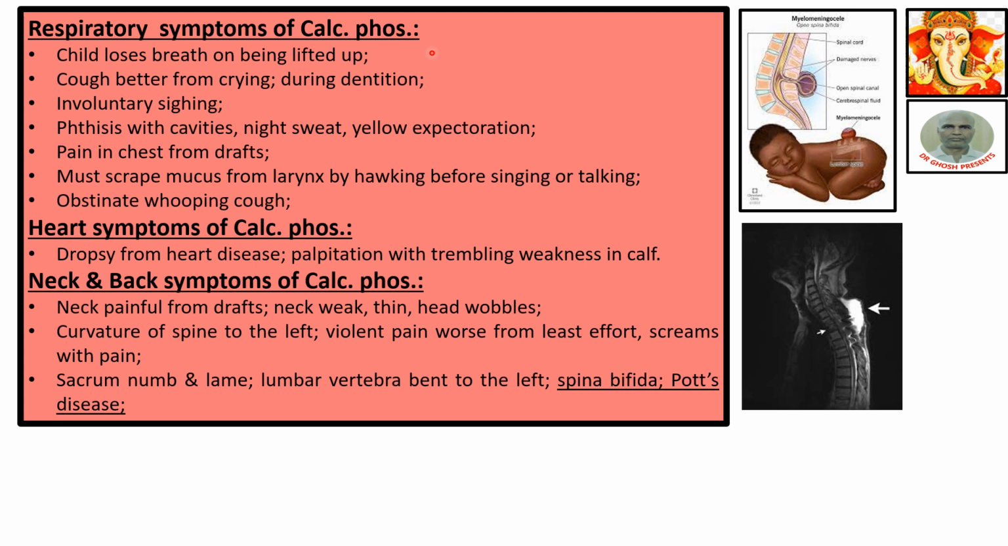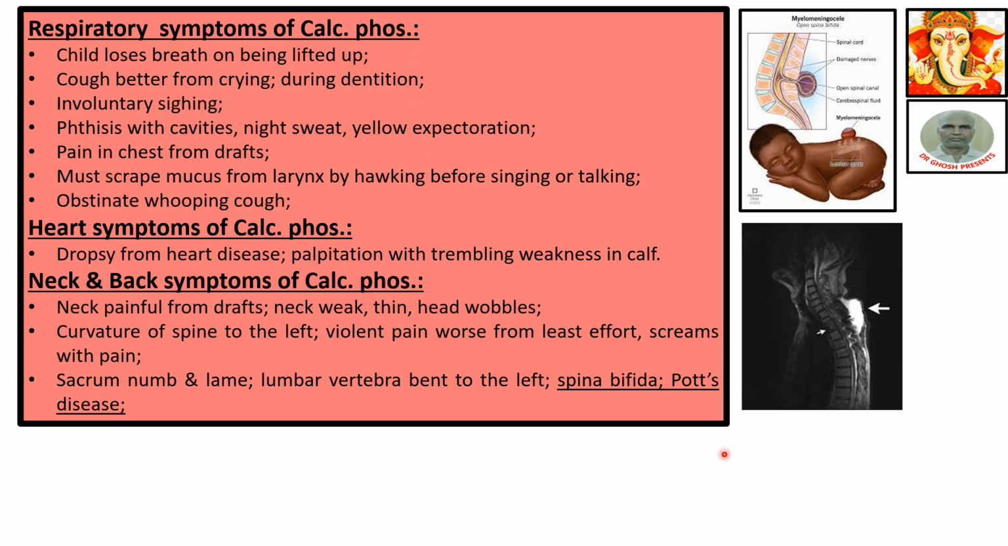Neck and back symptoms of Calcarea Phos. Neck painful from drafts. Neck weak, thin, head wobbles. Curvature of spine to the left. Violent pain, worse from least effort. Screams with pain. Sacrum numb, lame. Lumbar vertebra bent to the left. Spina bifida and Pott's disease.